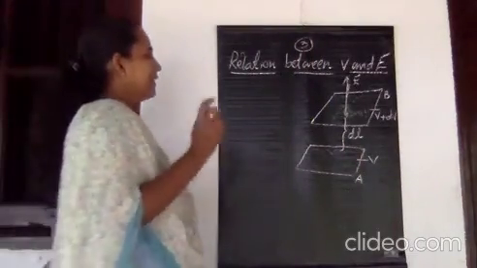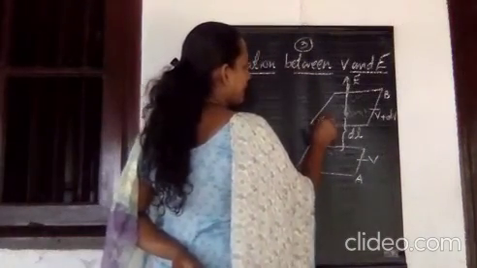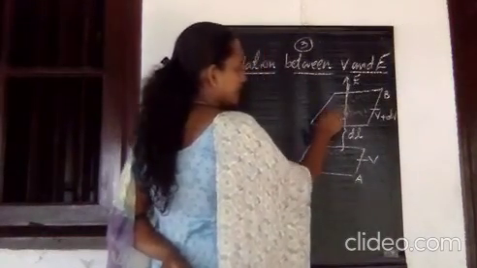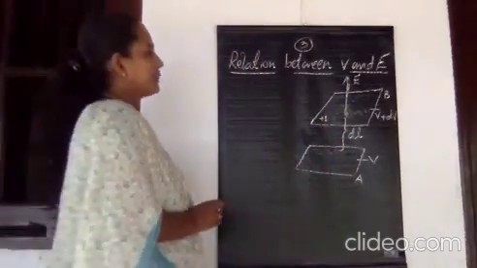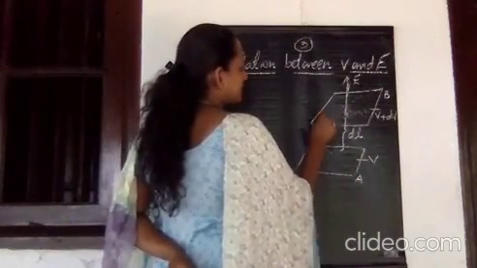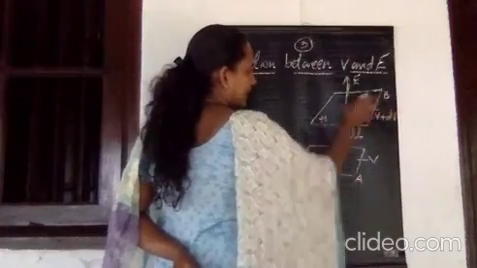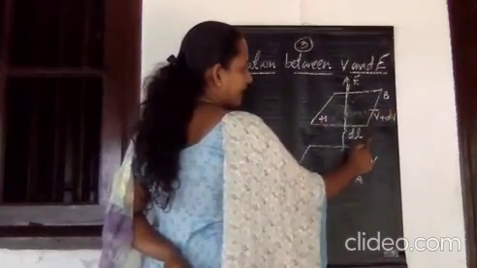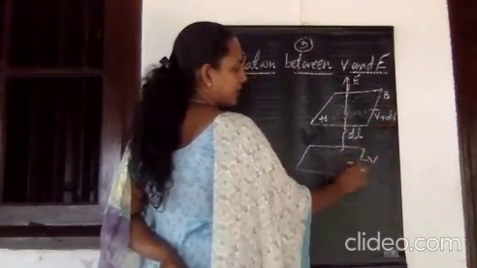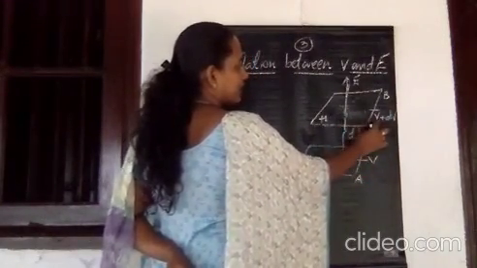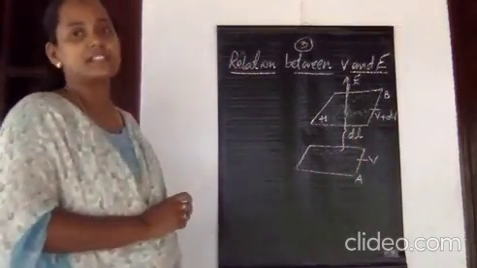Now suppose we want to move a unit positive charge from the equipotential surface B to surface A. The potential of this plane is V, and the potential of that plane is V plus dV, which means these two planes have a potential difference dV itself.